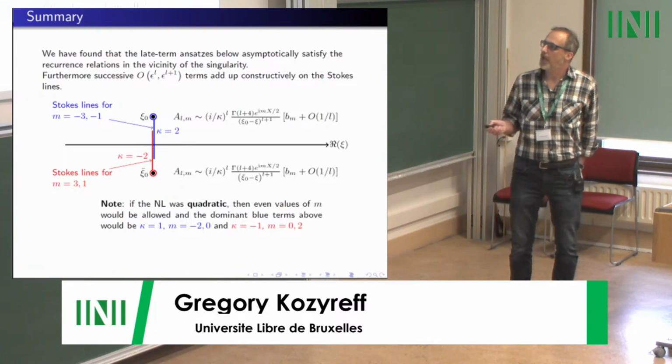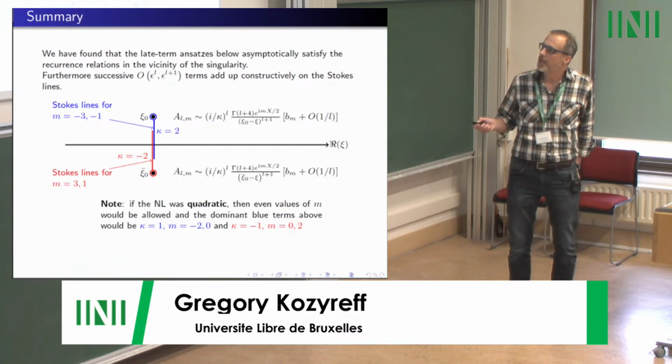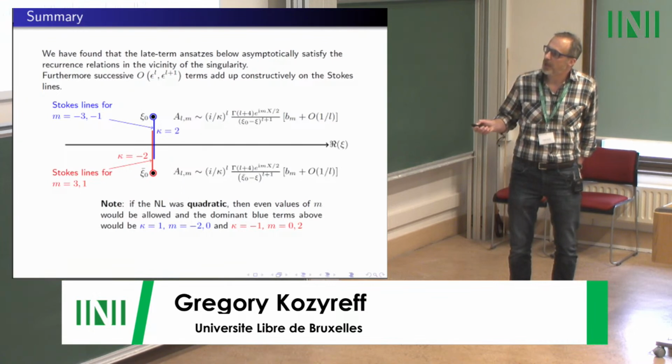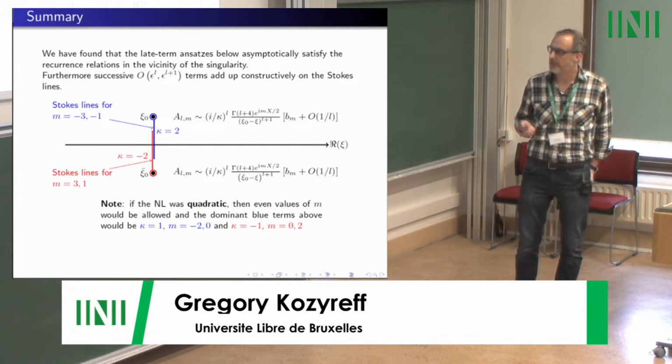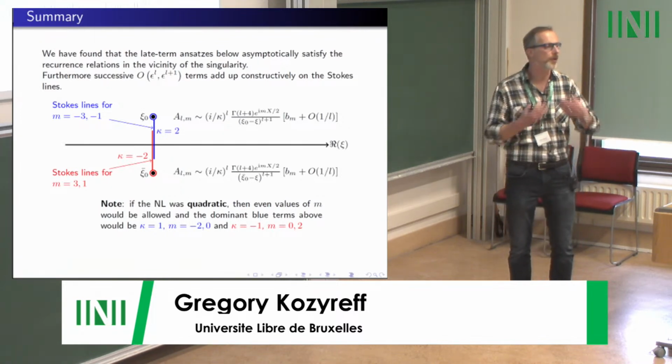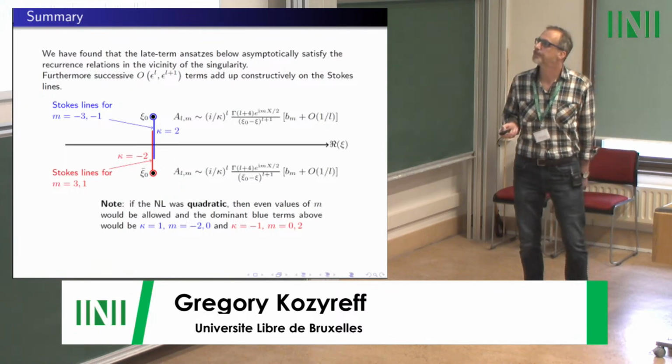Okay? And if I had used a quadratic nonlinearity, then I could have had kappa equals 1 or kappa equals minus 1, and in that case, the corresponding harmonics would be minus 2, 0, and 0, minus 2. And these are the values of kappa that would lead to the dominant contribution beyond all orders.